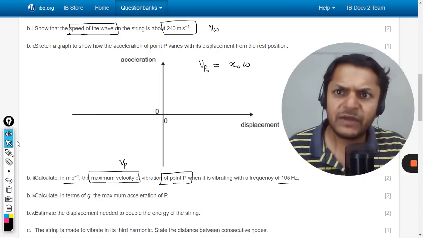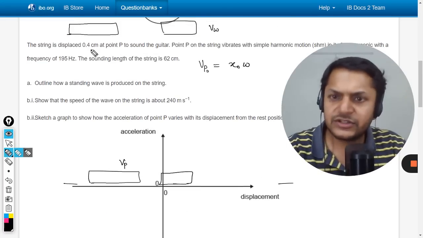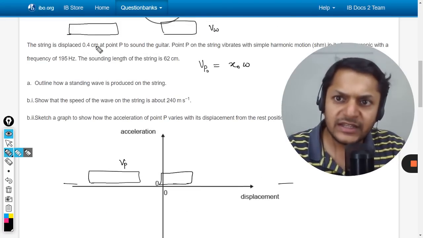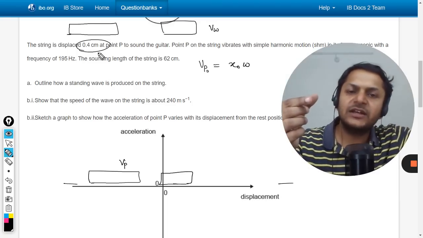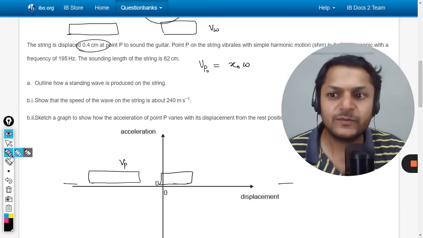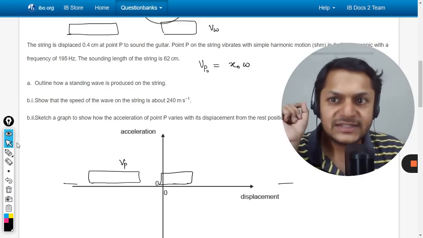And omega, we will find it from 195 hertz. So, here, do you see this? I've just moved the screen. This 0.4 centimeter is the displacement. This is the maximum displacement, so this is the amplitude. Clearly, the amplitude is 0.4 centimeters.